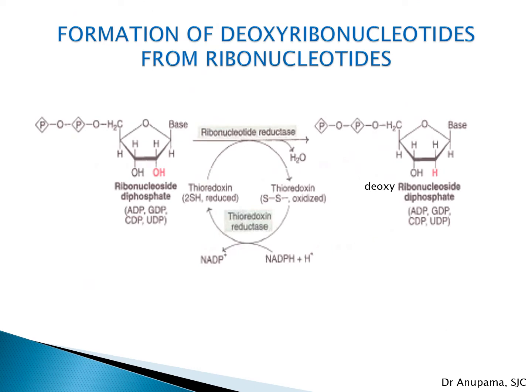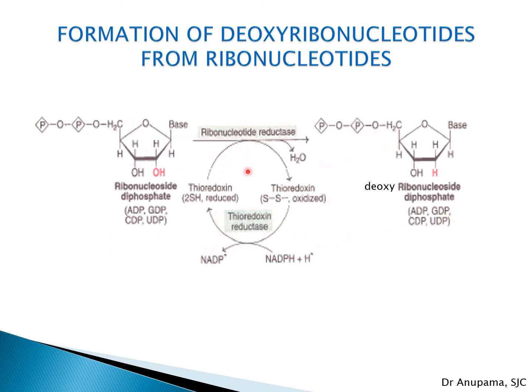The next component that we have to study is the formation of deoxyribonucleotides from ribonucleotides. We have the ribonucleotide diphosphates which are produced, that is ADP, GDP, CDP, UDP, all these are produced. Now these are reduced by ribonucleotide reductase and we will be getting deoxyribonucleoside diphosphates.